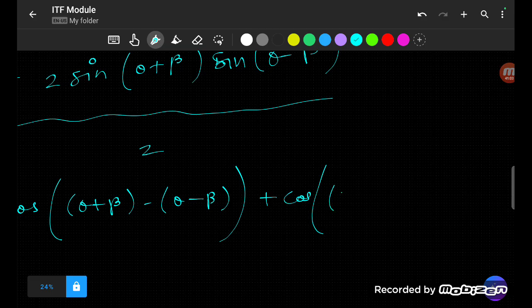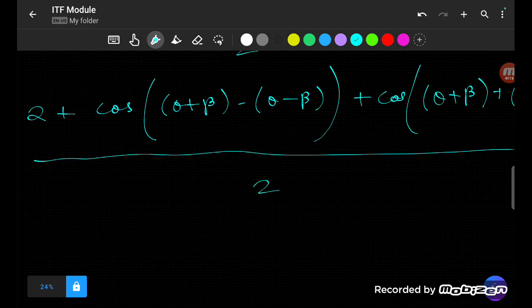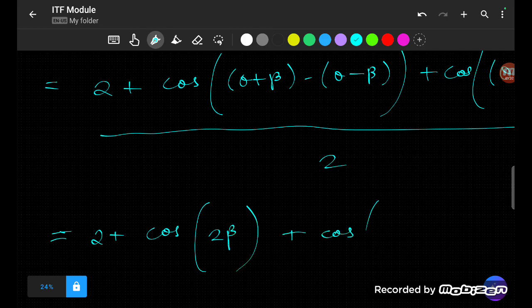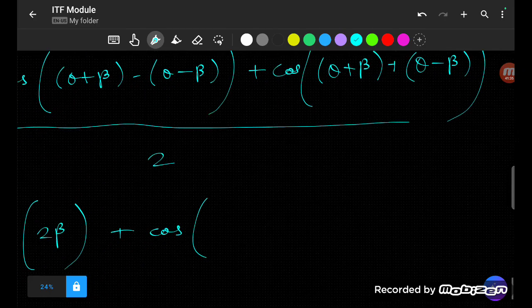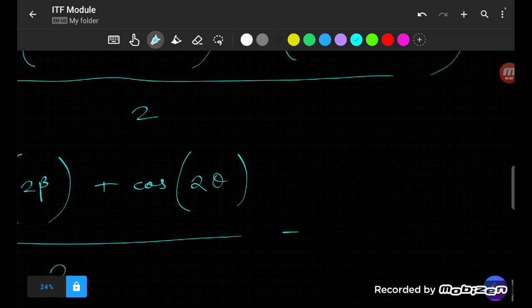minus cos A plus B upon 2. Two plus cos 2 beta plus cos theta plus beta plus theta plus cos 2 theta by 2.